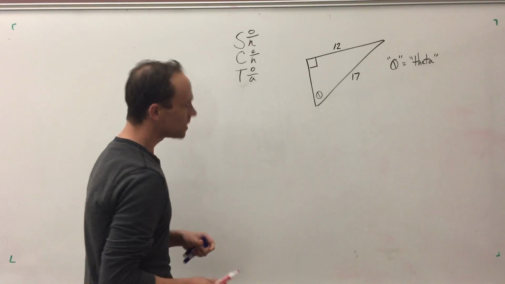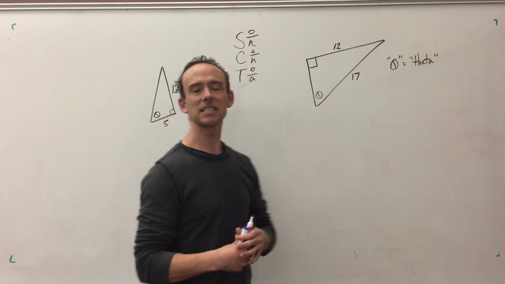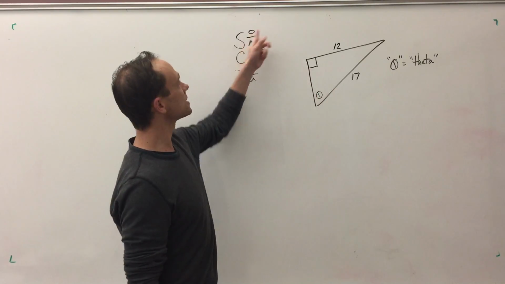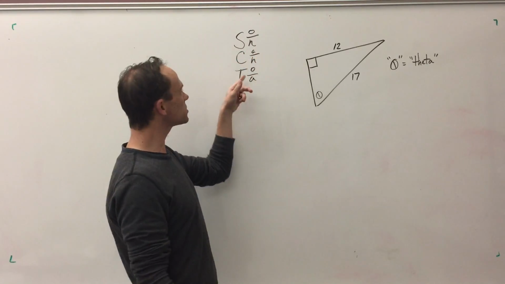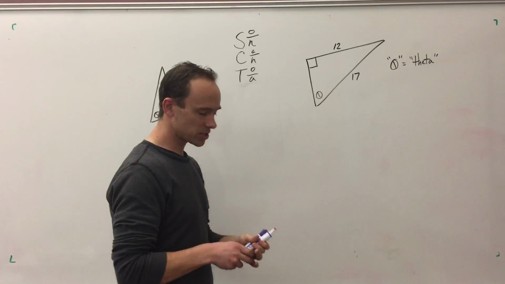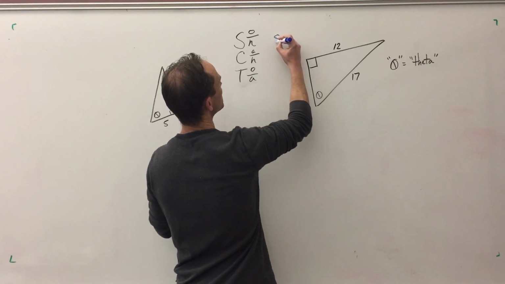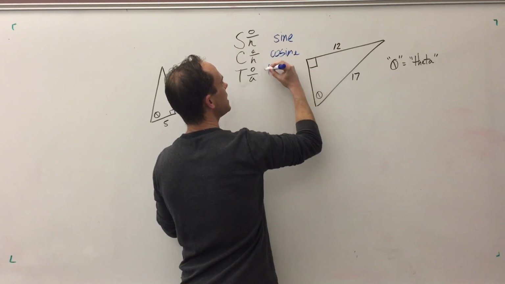Let's do it. First of all, I'll remind you of SOHCAHTOA. Nice little device to help us remember things. Sine is the opposite over hypotenuse. Cosine is adjacent over hypotenuse. And tangent's opposite over adjacent. So those really are our three main trig functions: sine, cosine, and tangent.